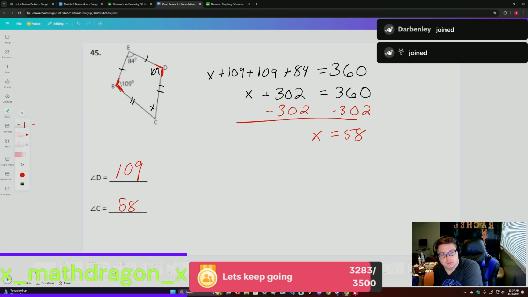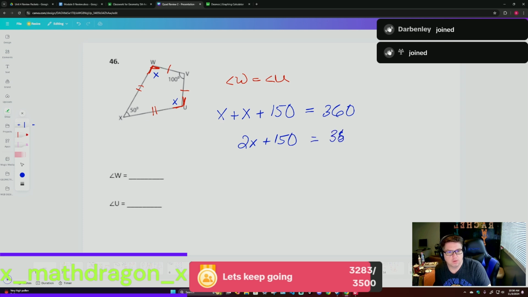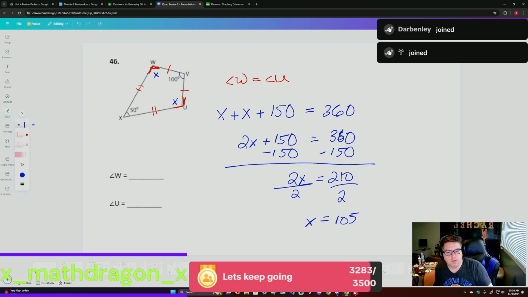So what happens if we don't know either of those? Well, remember, this is the 1 side. Here's the 2 side. You can see that's longer, but I do know angle W is equal to angle U. I know those two are equal to each other. So if that's the case, then make it X and make it X, because they're going to be the same angle. Plus 150 equals 360. So two X's. Subtract 150 on both sides. And that's going to leave me with 210 and 2X. Divide by 2, divide by 2, and 105 is going to equal X. So W is going to be 105, U is going to be 105, and we're good to go. So opposite angles are going to be equal to each other.